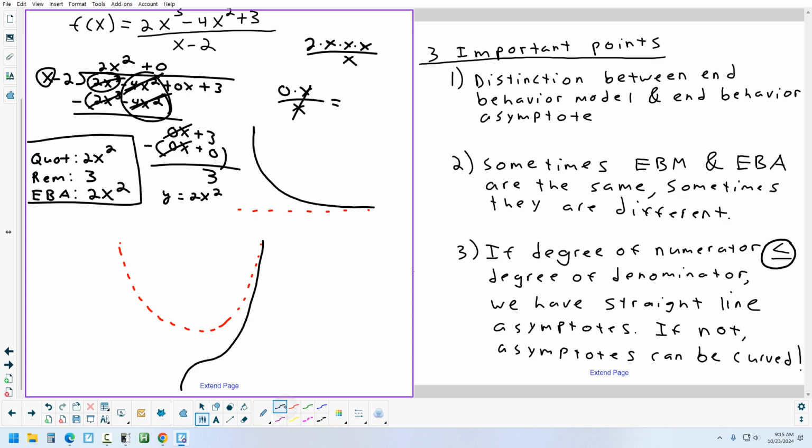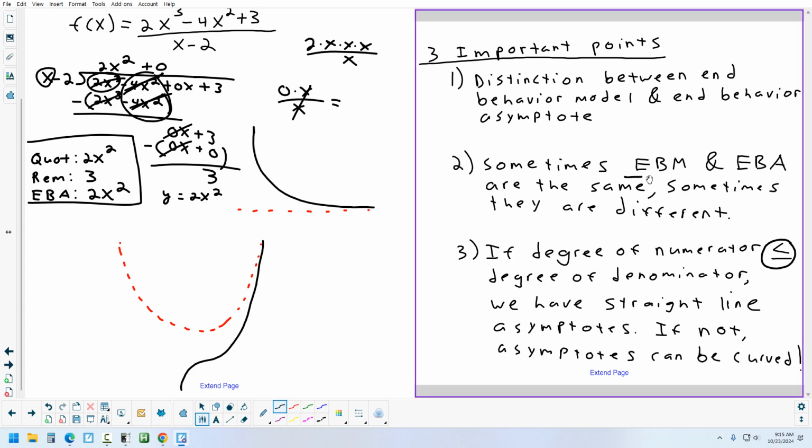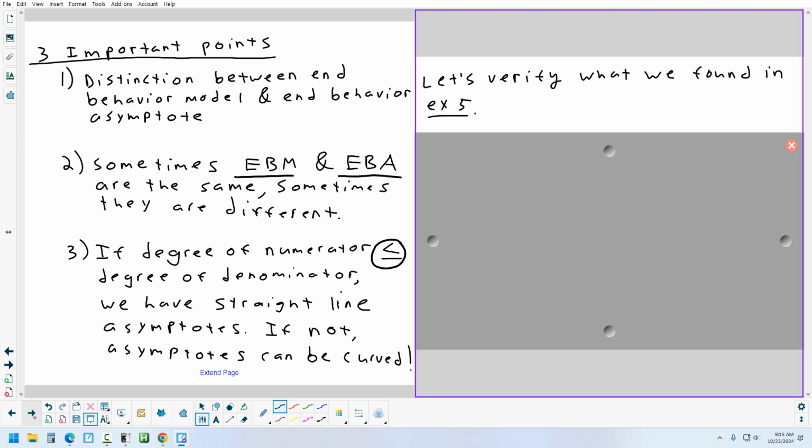But the important thing is the difference between how you find EBM and EBA. Which one uses long division? The EBA, so that one takes a little longer. The EBM, that's what we did in the homework last night. Any question on that? All right, so now let's verify what we just did in that last problem.